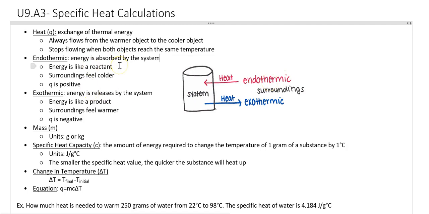Like we saw in Unit 8, if a reaction is endothermic, we're going to think of energy like a reactant. Anything that gets absorbed goes into the reaction. Lastly, when we're doing specific heat calculations, if our reaction is endothermic, Q is going to be positive.